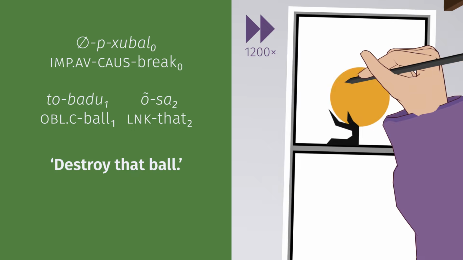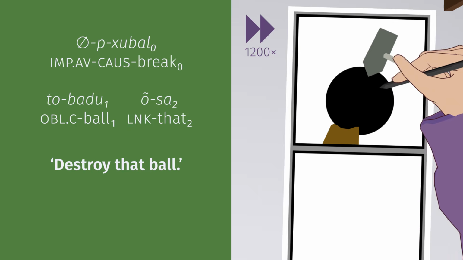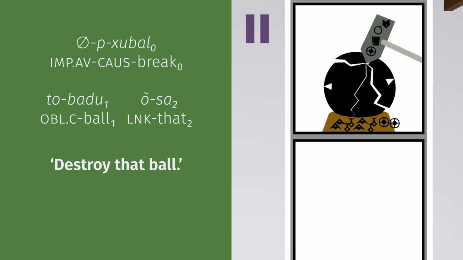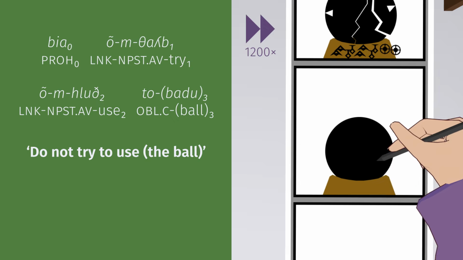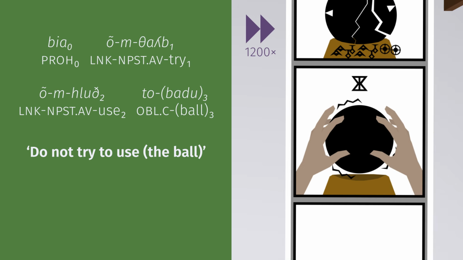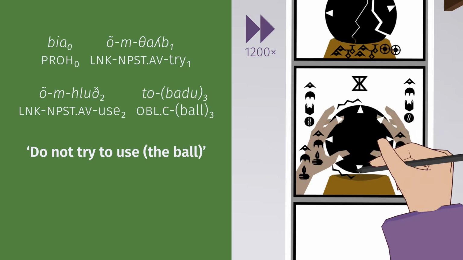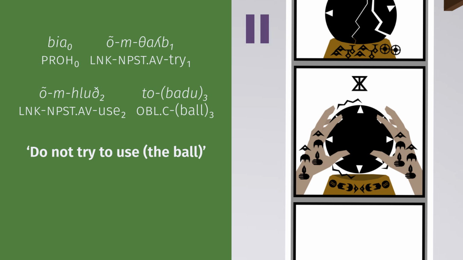Hey, translation commentator Kat here. I was trying out different designs for the ball, but of course I didn't know what the ball looked like, so I settled with just a black circle. So the first sentence says, destroy that ball. I fixed the typesetting later. Then the second sentence says, do not try to use the ball. Well, actually the word for ball is omitted, but we have these triangles. These are the oblique case markers drawn on the ball, so when you read it, you know that the thing you shouldn't be using is the ball.